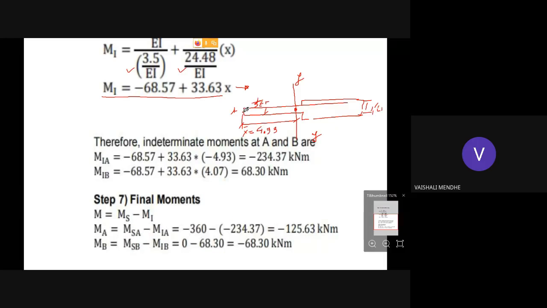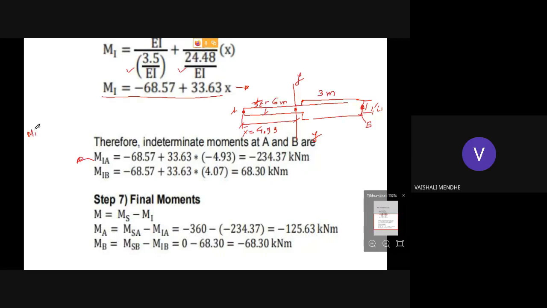Now we have to put the value of x to get the moment MIA, and we have to put the value of x at B to get the moment MIB. Then what will be the value of x at A and what will be the value of x at B? The total span of the beam is equal to 9 meter. The distance A to C is 6 meter and this is 3 meter. x bar is 4.93.